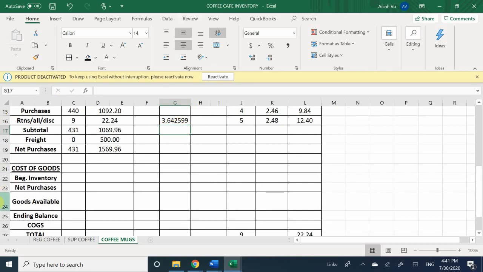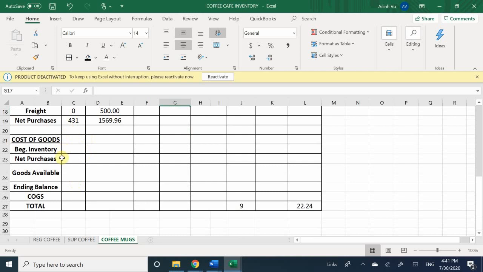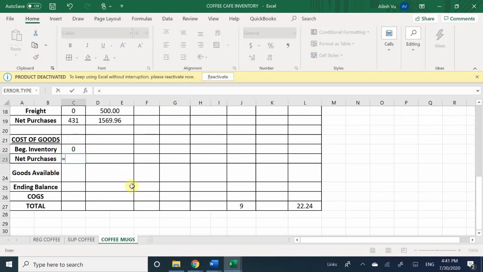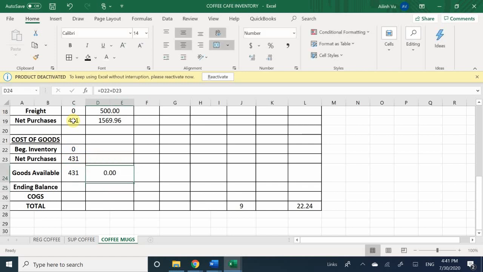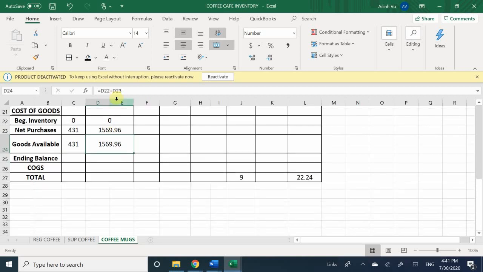Okay? So now we're going to work on our bottom portion. Do we have beginning inventory? No. What is our total net purchase? We're going to copy everything up here. And our total is going to be these two added together, and the same number is going to show up. So you have 0 here, and you have this number here. Now we got to figure out what our ending balance is, what our cost of goods sold is.